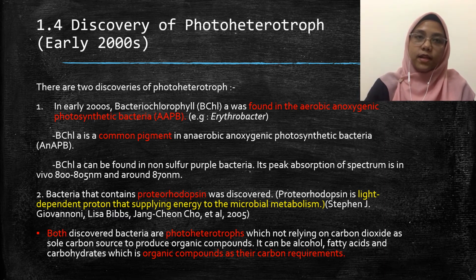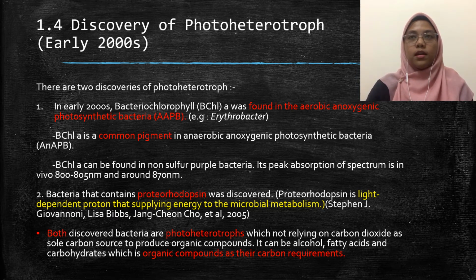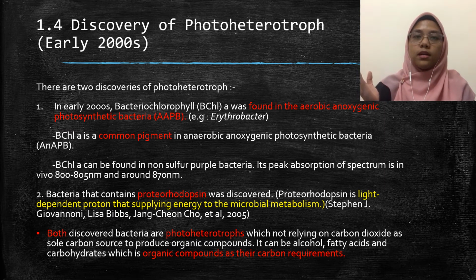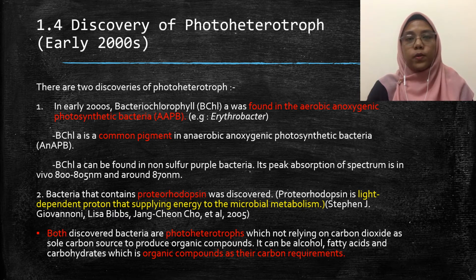The second discovery is a bacterium that contains proteorhodopsin, which is a light-dependent proton pump that can supply energy to microbial metabolism. Both of these discovered bacteria are photoheterotrophs, which do not rely on carbon dioxide as the sole carbon source to produce organic compounds. It can also be alcohol, fatty acids, and carbohydrates, which are organic compounds, as their carbon requirement.